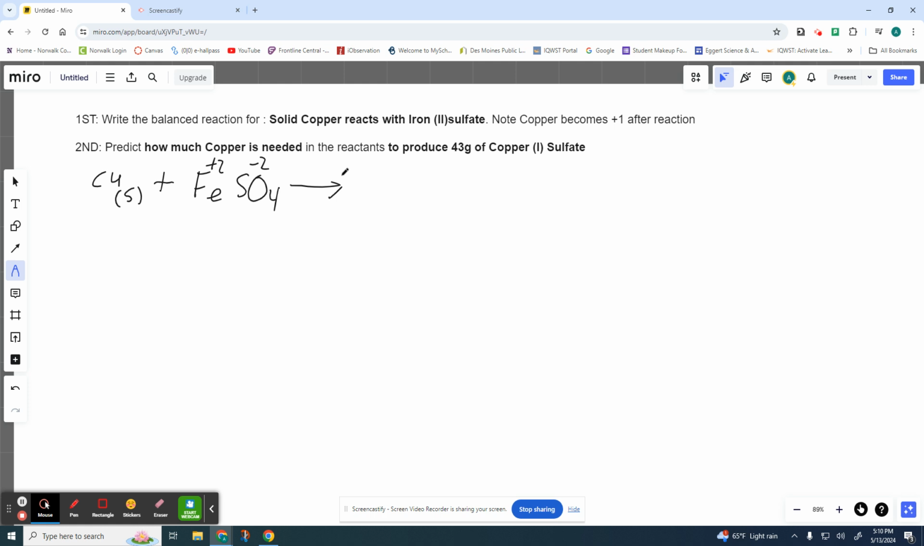Since copper is a metal and tends to be positive charge, it's going to swap spots with the iron. And the iron is going to come out of the solution and become uncharged regular solid iron. So I'm going to go ahead and draw Fe. Now I'm going to do the swap where the copper has donated electrons to iron. Now copper is charged and teams up with the sulfate package. Sulfate is still -2 overall. Now in the directions I told you that copper becomes +1 after the reaction.